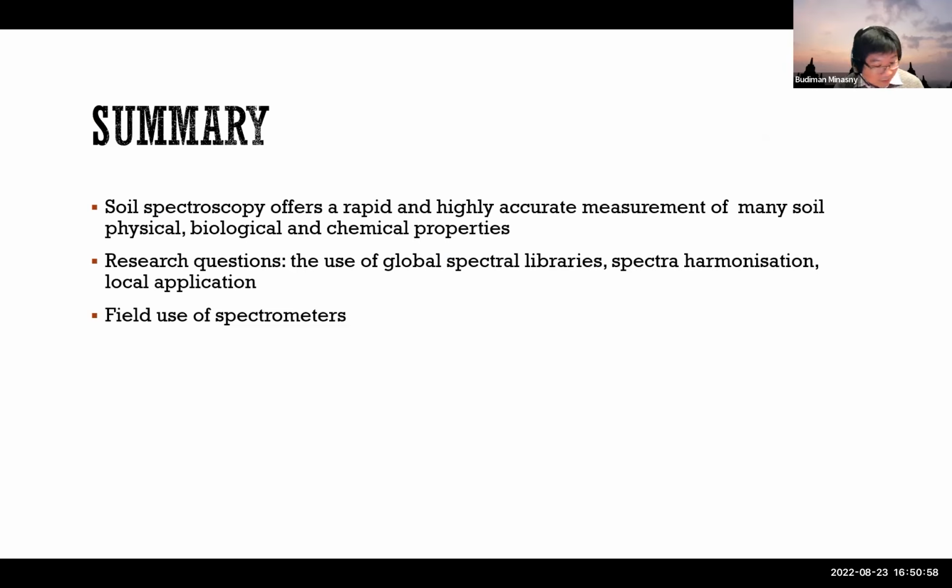That's it. Soil spectroscopy offers us some new ways of measuring soil properties. And the research question that is always popping up is, how do we use these global libraries? How do we localize the prediction with the global libraries? How do we harmonize spectra that come from different instruments or different labs? Do we need to do it? And how do we apply it in the local field? And in the field, how do we use it more efficiently?